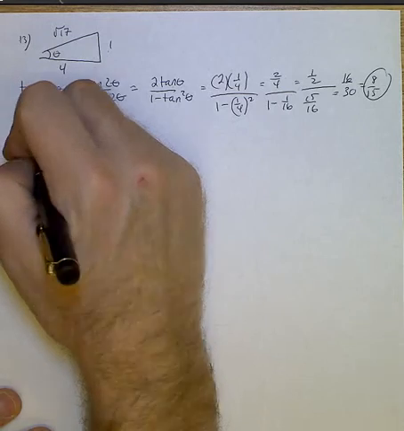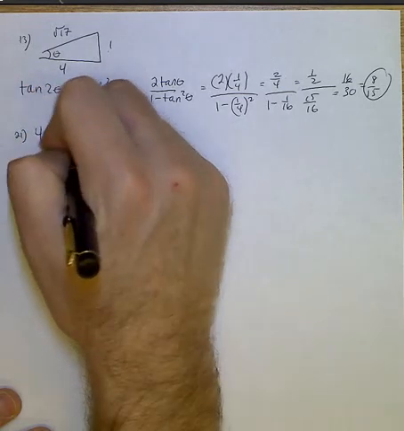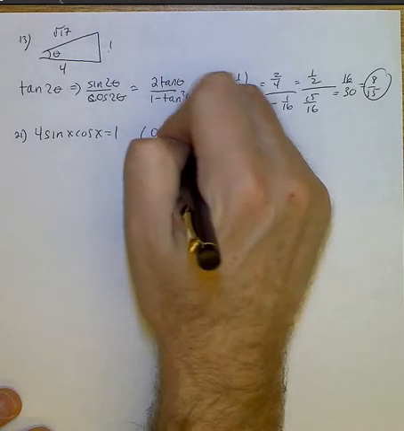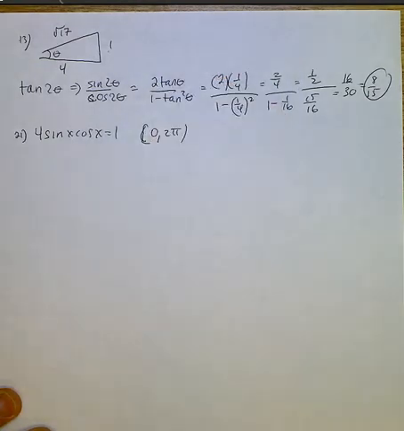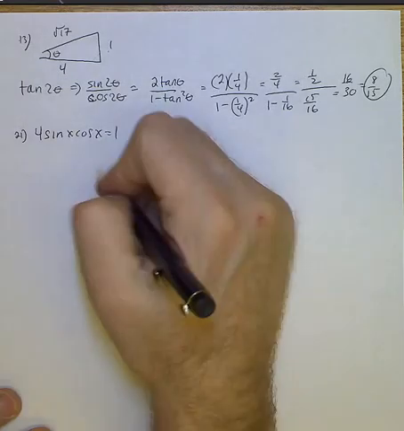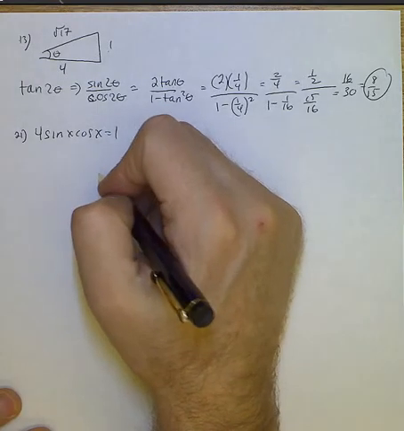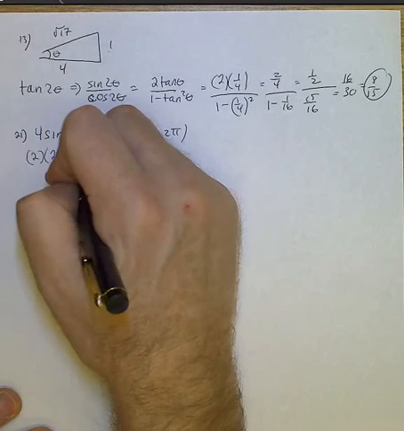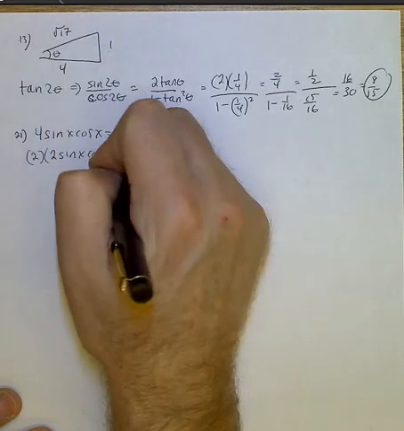Number 21 is a little bit tricky. It's 4 sine x cosine x equals 1. They tell you we'll restrict it to 0 to 2 pi. So we look at this, and honestly, unless you've done this one before, it might be hard for you to see how we can rewrite this problem.